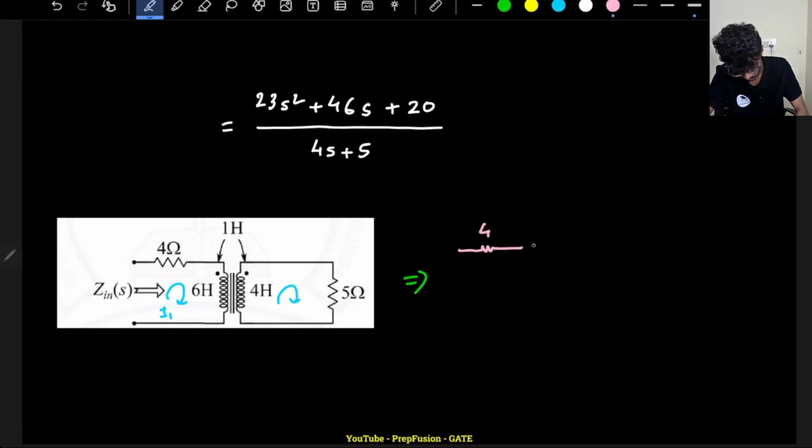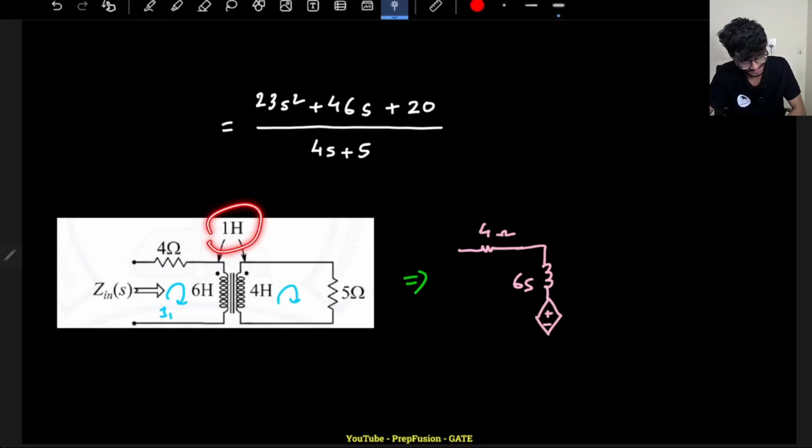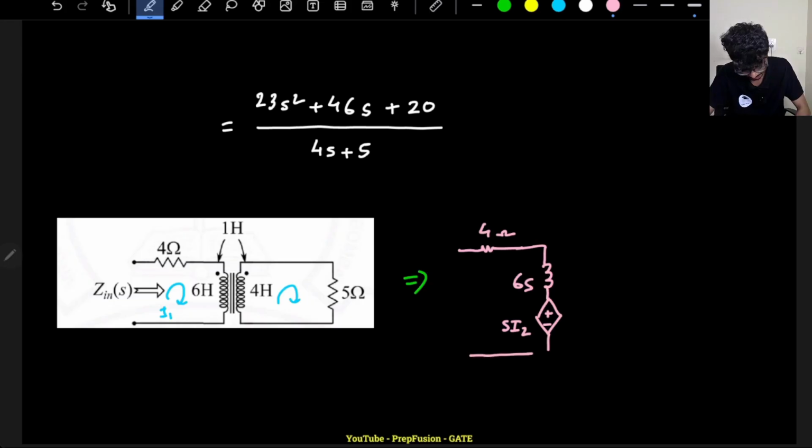So I can directly write here that I can convert this circuit into an equivalent. This will be 4 ohm. The inductance will be converted into the Laplace domain, 6S, and the mutual inductance is denoted with a dependent voltage source on the other side current. What is the mutual inductance value? That is S into the current on the other side, I2. Now why this plus minus? Because it will oppose its initial cause, that's why it is plus minus.